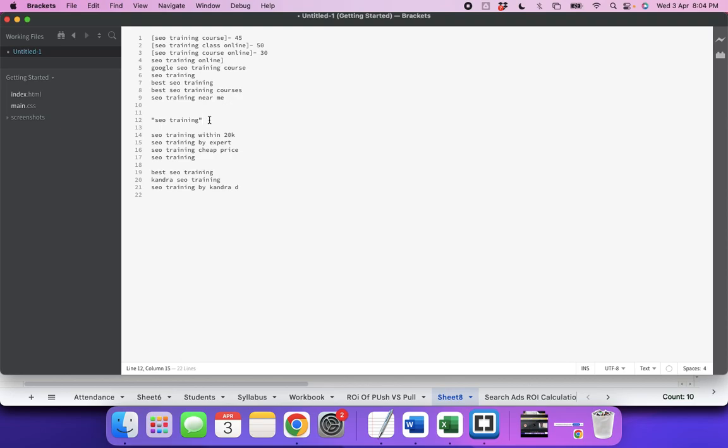The CPC of this is 30 rupees. Now when you bid, the CPC of this could be, let's say, 60 rupees. Now this keyword can trigger a term like this, which is costing only 10 rupees, or this which costs only 15 rupees. Sir, I know this now. So who will fix the CPC for the 45, 50, 30 rupees?